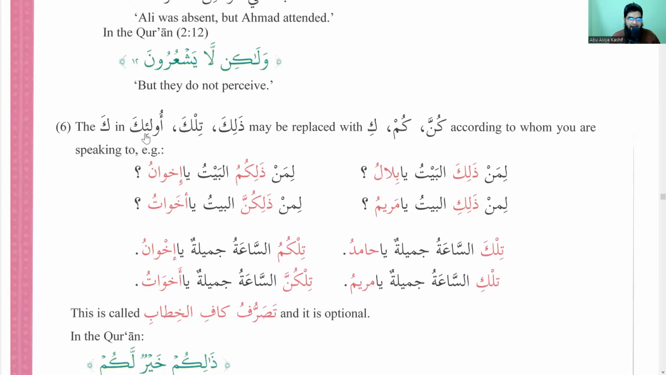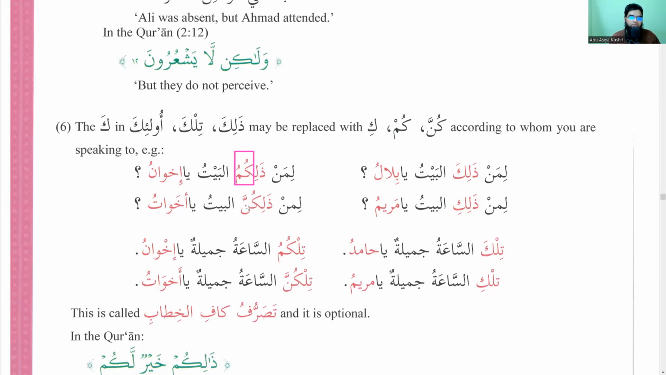Like the ka in ulaika, tilka, dhalika may be replaced with ki, kum, kunna. And it's very common again in the Quran. Dhalikumullahu rabbukum. So why did dhalika become dhalikum? It's just for speaking to a group of people. For example, liman dhalikal baytu ya Bilal. So you're speaking to Bilal, he's a male, so you're saying dhalika. Whose is that house, of Bilal? But you make it plural: liman dhalikum. See? The meaning doesn't change. That remains that, but you just grab their attention.